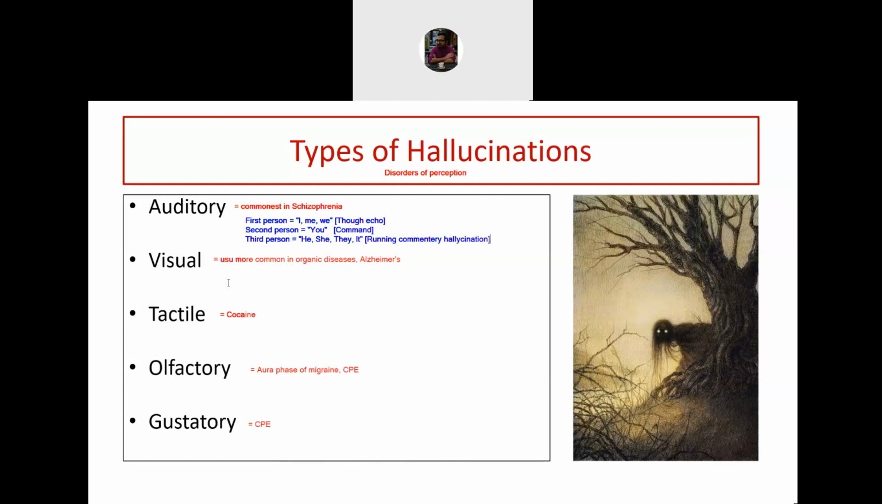And this is very characteristic of schizophrenia. If a person has running commentary third person hallucination, that is definitely schizophrenia. It's a diagnostic criterion. So these are the common types of perceptual disturbances that we see in psychiatric diseases. And out of all these, the most common hallucination that we see in psychiatric diseases is auditory. And the most diagnostic auditory hallucination of schizophrenia is the third person running commentary hallucination.